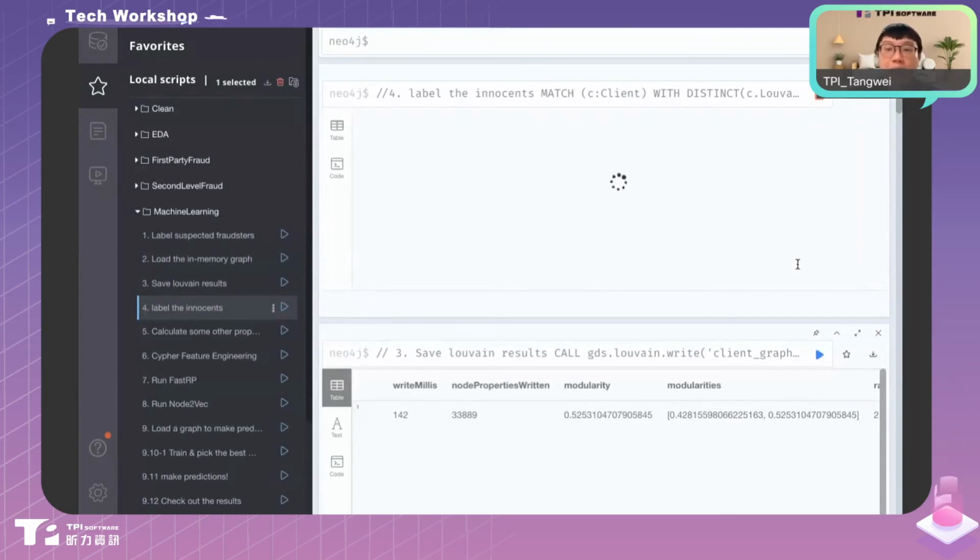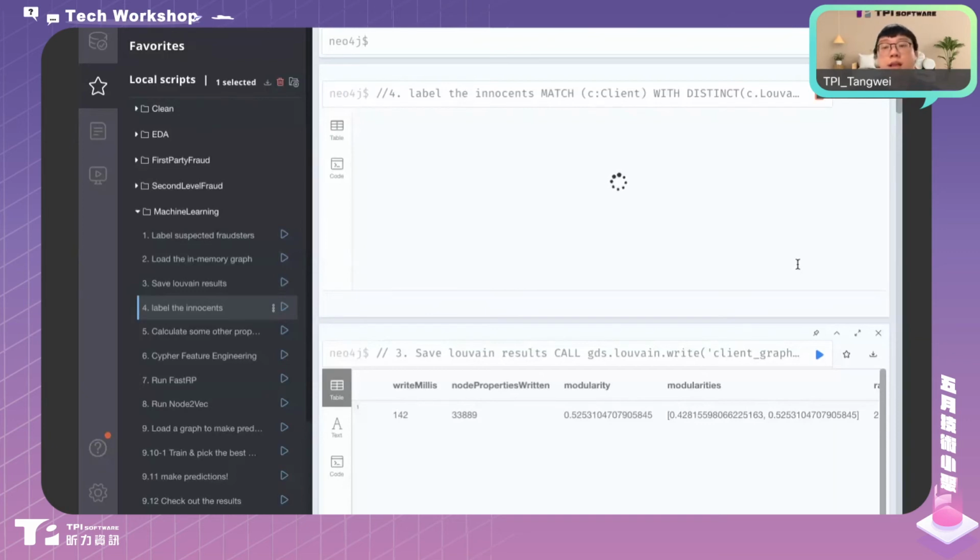The first, we will label the suspect fraudsters, and then we will use the Louvain algorithm to cluster the clients, and then we will label the innocents, and then we will calculate some other properties, and the 5th step is to perform some feature engineering. And then we will run the FastRP algorithm and then run the Node2Vec algorithm, which these two are the graph embedding algorithms in Neo4j. And then we will train the model and get the result.